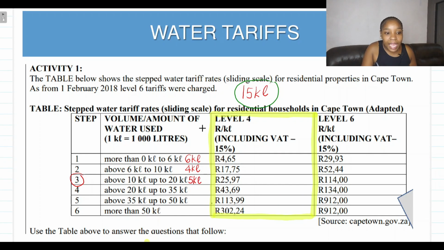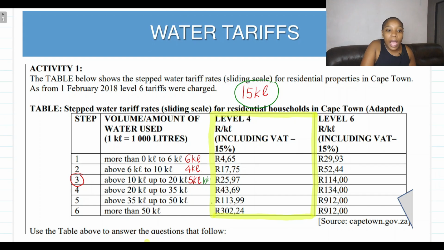We can't say that it's going to be 6 kiloliters plus 4 kiloliters plus, let me show you something. Here, 20 minus 10 is 10 kiloliters. Okay, we can't say it's 10 kiloliters here because 6 plus 4 plus 10 gives us 20. We don't want 20 kiloliters of water. This family didn't consume 20 kiloliters of water. They consumed 15 kiloliters of water in this case, right?